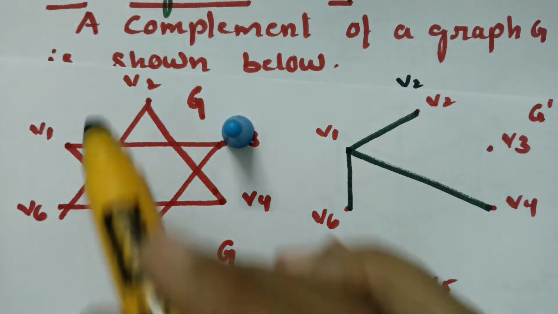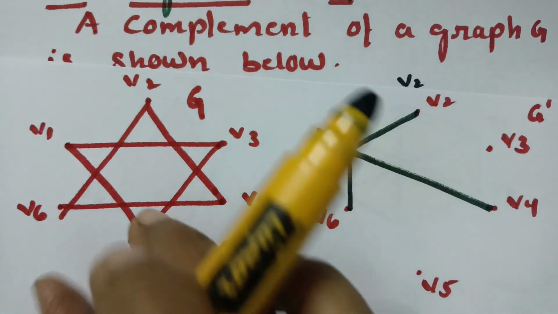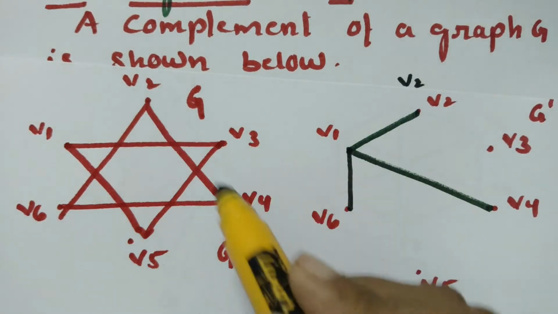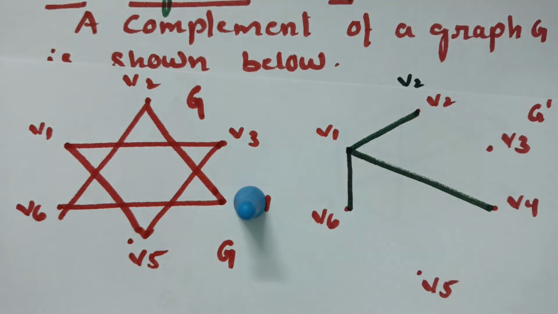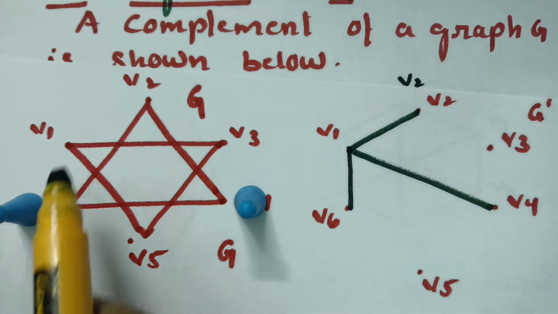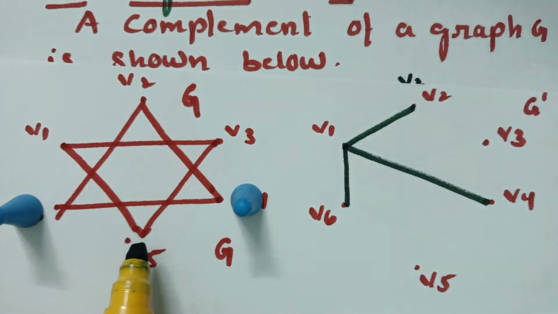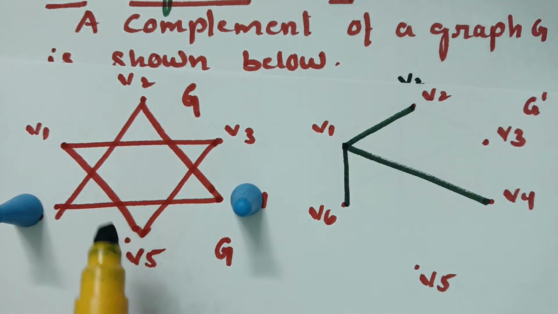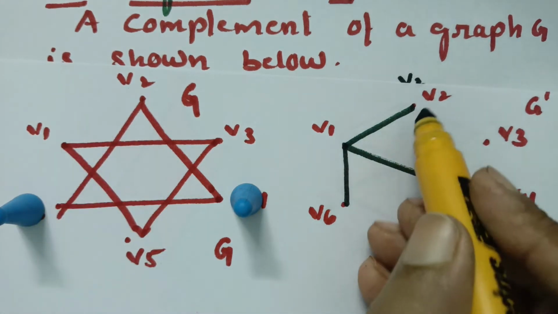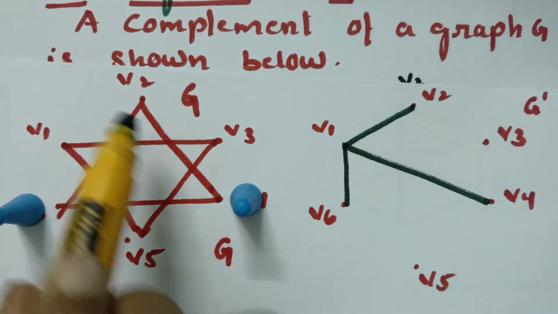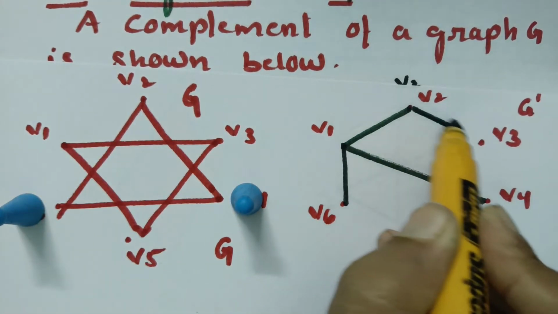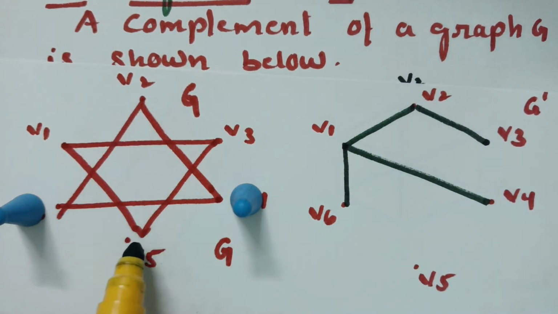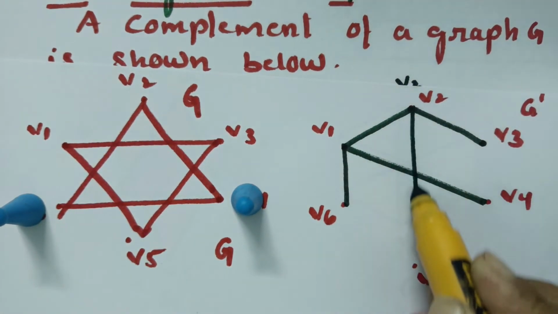And next, coming to V2, V2 is maintaining an edge with V4 and V2 is maintaining an edge with V6. I have to close all these, and with the remaining three vertices I have to maintain an edge. So I have to maintain an edge with V1 and next V3, and next I have to maintain an edge with V5.